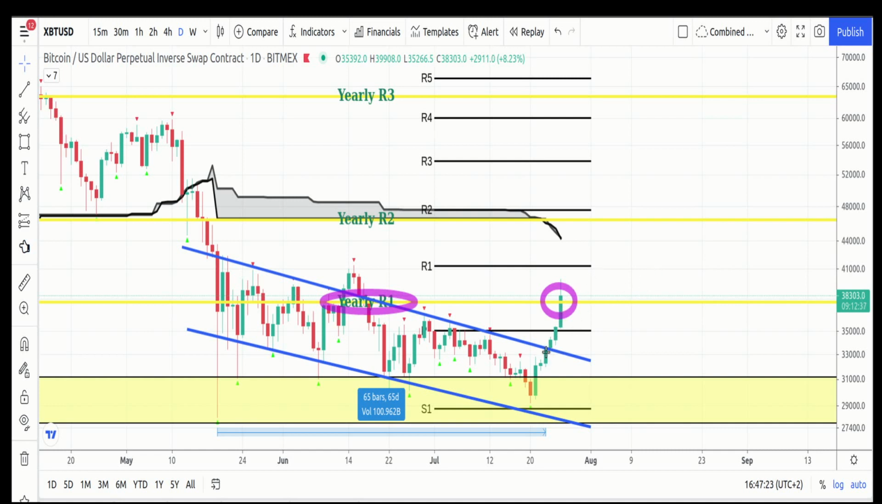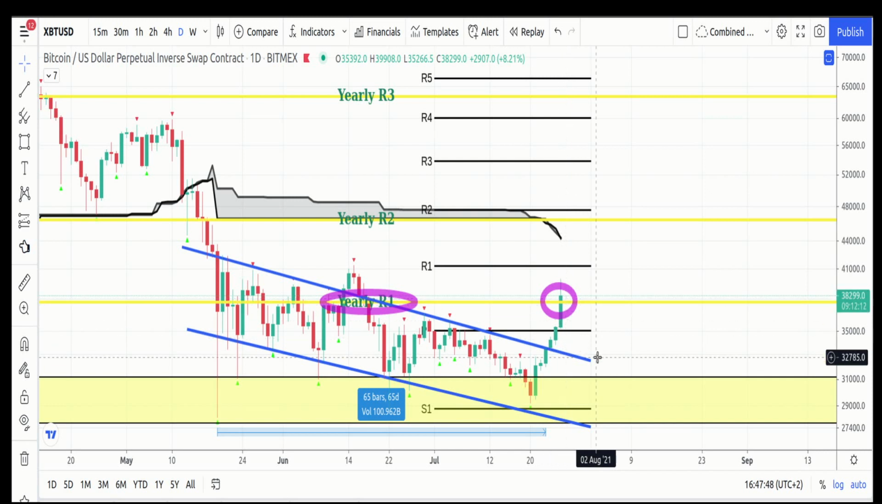So we have a break above the channel, at last price is free. The first signal was here when bears were not able to push price all the way to the S1 and bulls took control, and then the break above the channel, and then a break above the pivot, and now today we are breaking above the yearly R1.